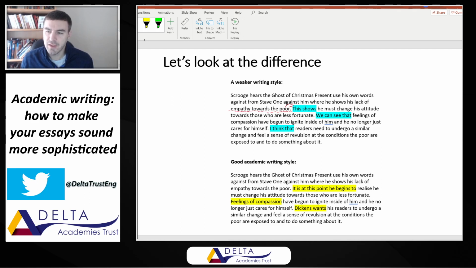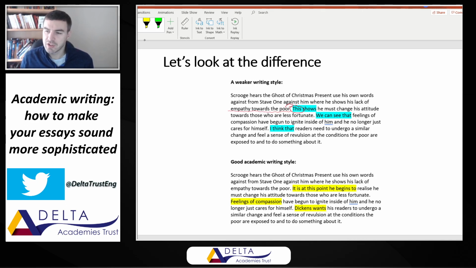Now the problem with this, and I mean the word this there, is when you say the word this, you're just pointing generally back towards that. So do you mean the poor? Do you mean the lack of empathy? Do you mean lack of empathy towards the poor? Do you mean Scrooge's own words? It's a little bit vague. Okay. If we are vague in what we are saying, the next point is also going to be hindered by that, because it's not clear about what shows this and why that's relevant to what we've just said.